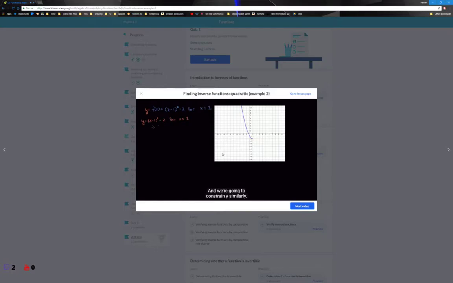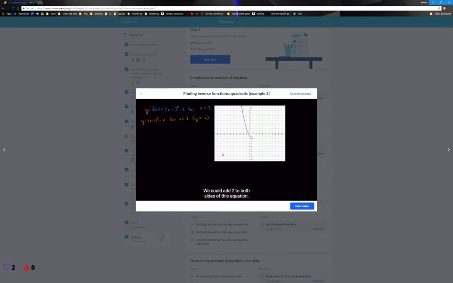And we're going to constrain y similarly. We can look at the graph and say this is defined for y being greater than or equal to negative 2. So we can put in parentheses y greater than or equal to negative 2. Right now this is our range, but when we swap the x's and y's, this is going to be our domain. So let's just keep that in parentheses right there. So let's solve for x. That's all you have to do to find the inverse. Solve for x, and make sure you keep track of the domains and the ranges.